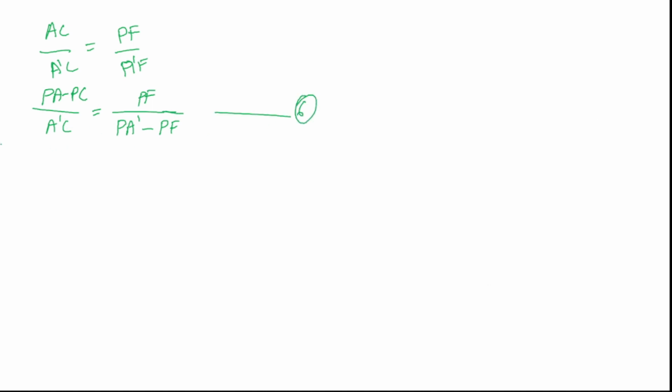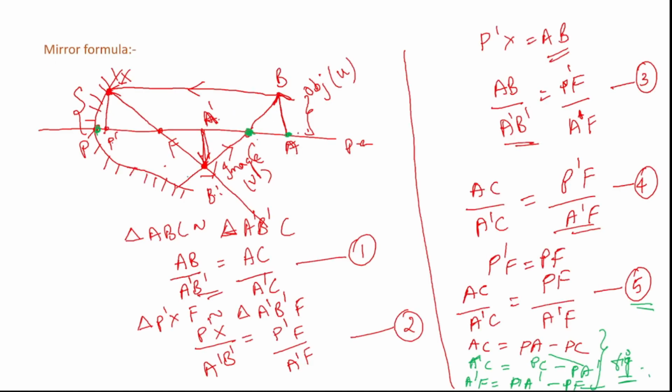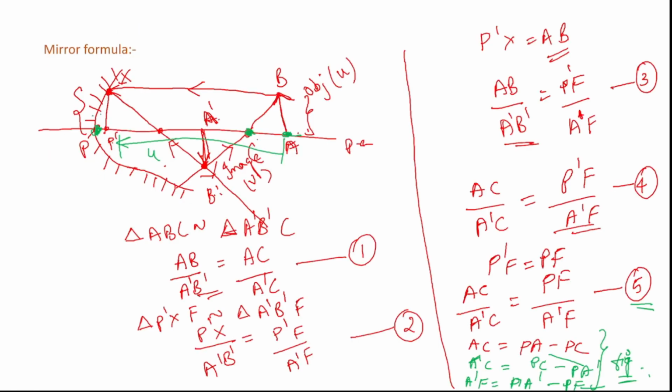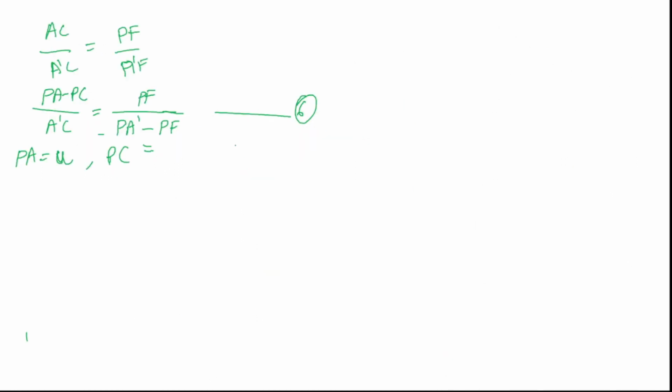Okay. Now what is PF from the figure? Let us see the ray diagram. So what is PA? This is P and this is A, right? So what is this PA? This is the object distance U, right? So PA is U. And what is PC? This is P and this is C, right? So what is the distance PC called? It is the radius of curvature R. So let us write PC equal to R.